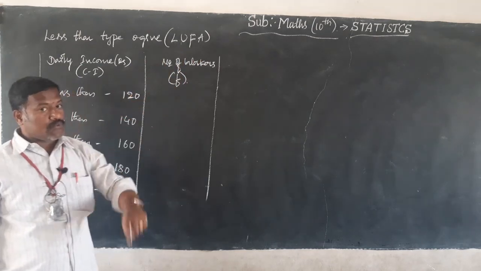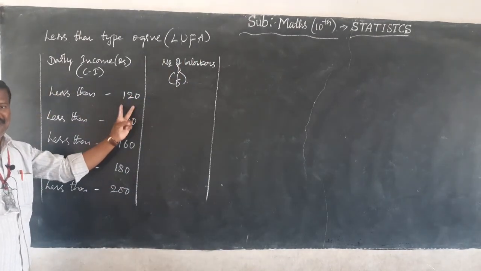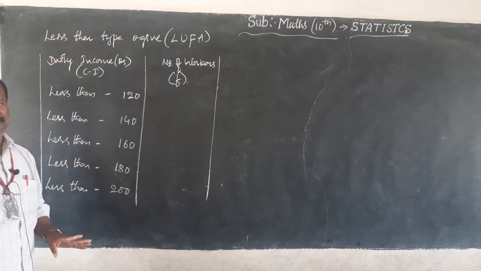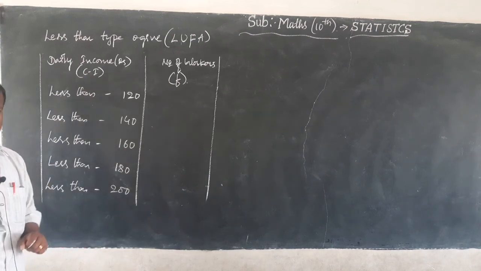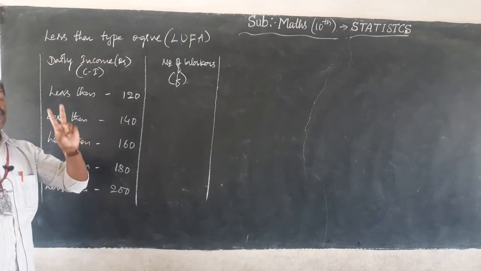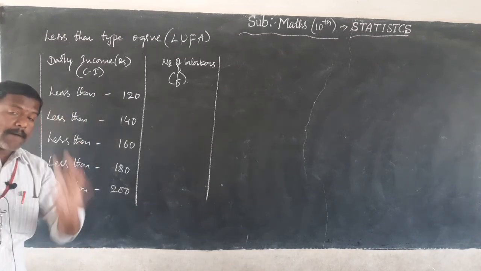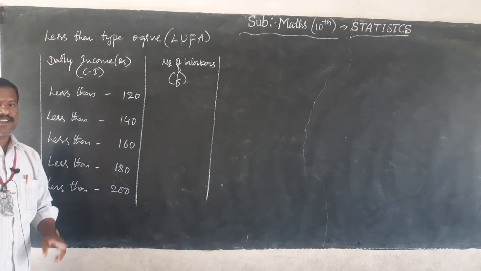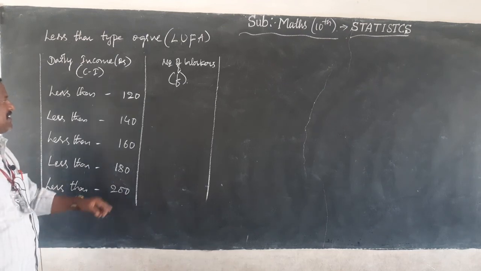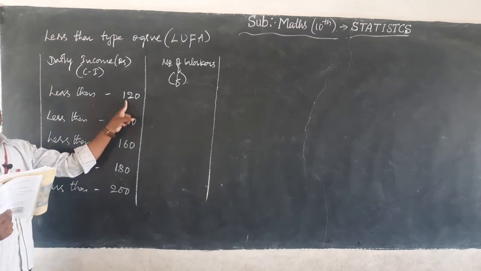Children, if you take lower limits, you cannot get the marks. Even if you draw the graph, the evaluator will not give you any marks. That's why, for the less than type Ogive, you have to take only upper limits. Understand, children? For the less than type Ogive, you have to take only upper limits.